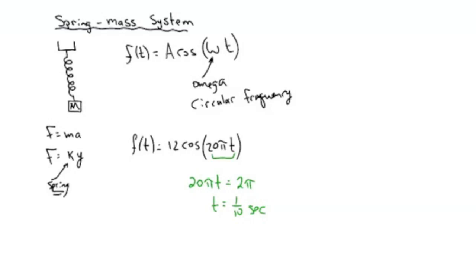Now, what happens if I flip it over and say it's 10? This is 1/10 of a second per cycle. If I flip it upside down, I get 10 cycles per second. So this is cycles per second.